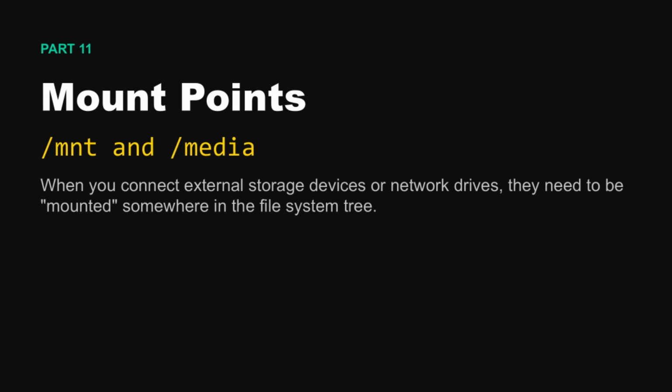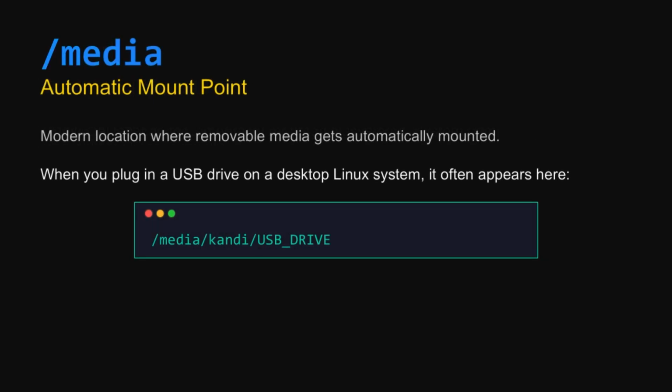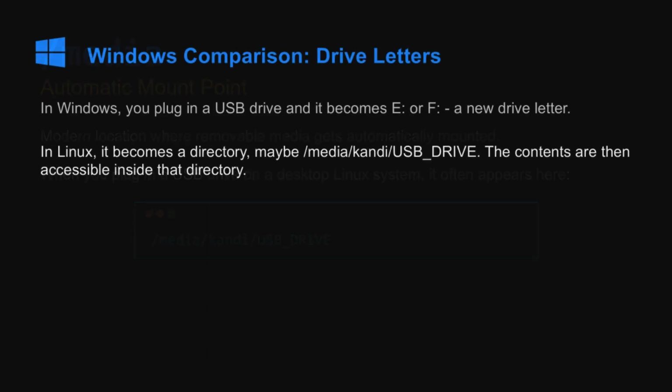When you connect external storage devices or network drives, they need to be mounted somewhere in the file system tree. /mnt is the traditional location for temporarily mounted file systems. System administrators often mount drives here manually. Now /media is the modern location where removable media gets automatically mounted. When you plug in a USB drive on a desktop Linux system, it often appears here as /media/username/drivename. Compare that to Windows.